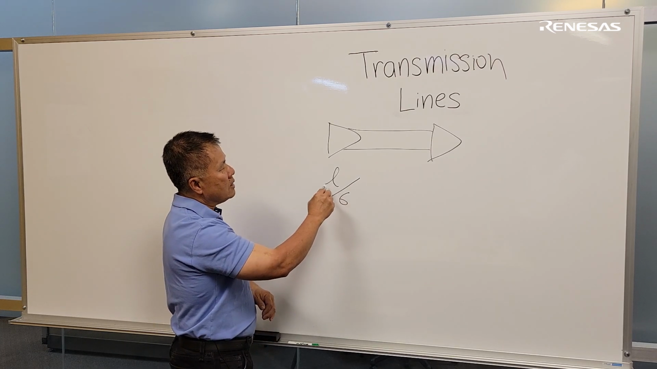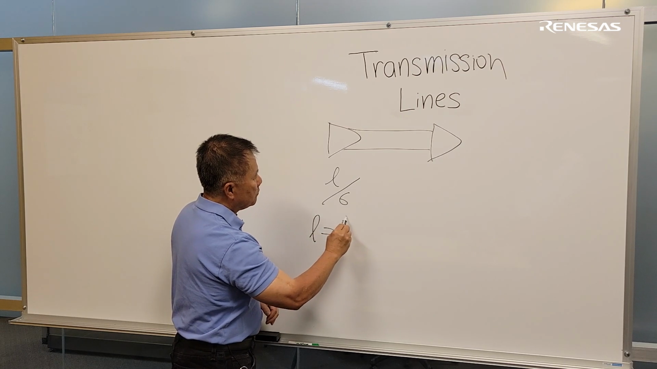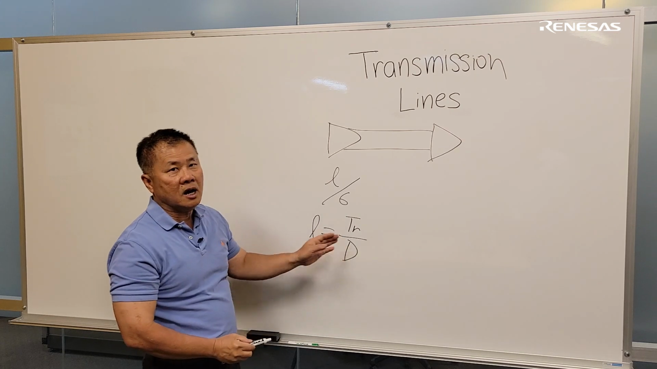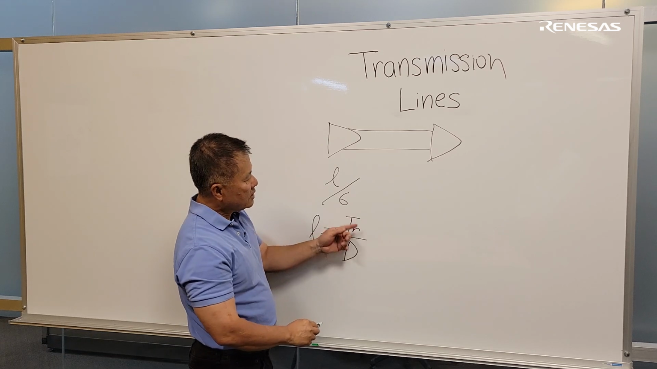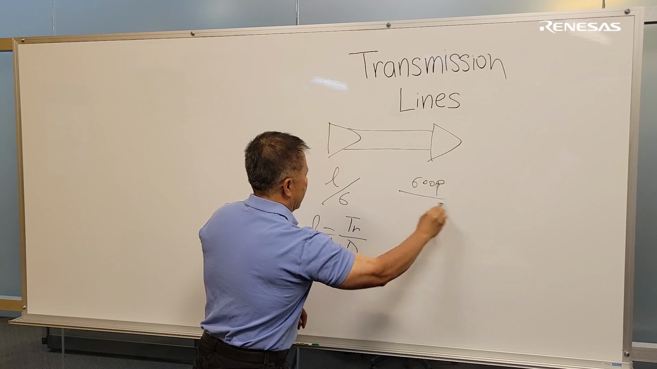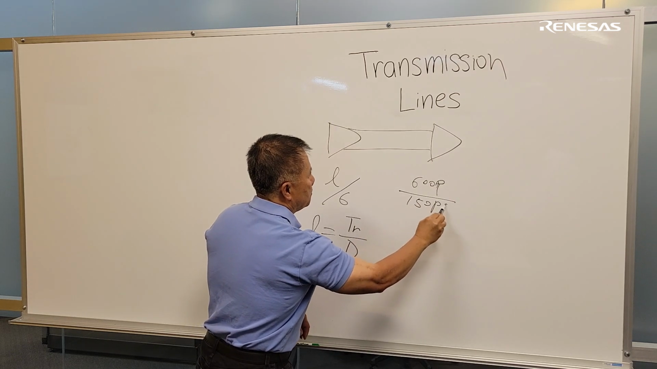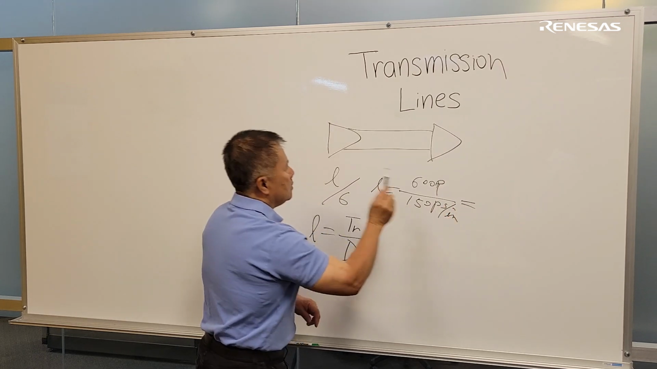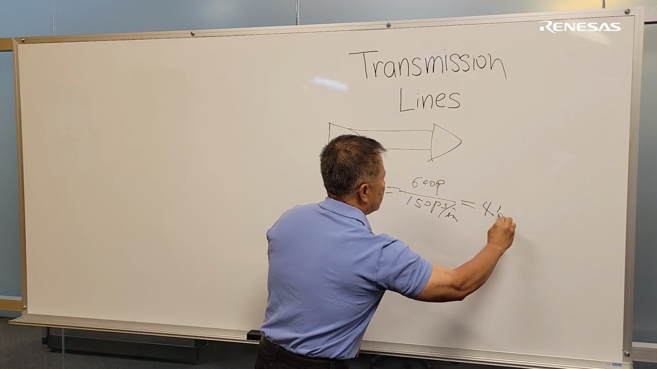To calculate the effective length, it comes from signal rise time divided by propagation delay of the trace. For example, the signal has a rise time of 600 picosecond, and the propagation delay is 150 picosecond per inch. So the effective length is calculated to be about 4 inch.